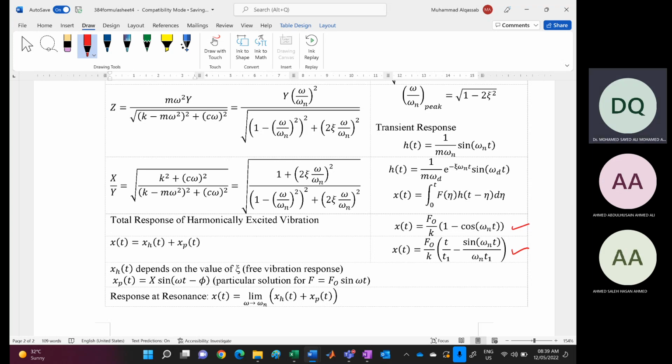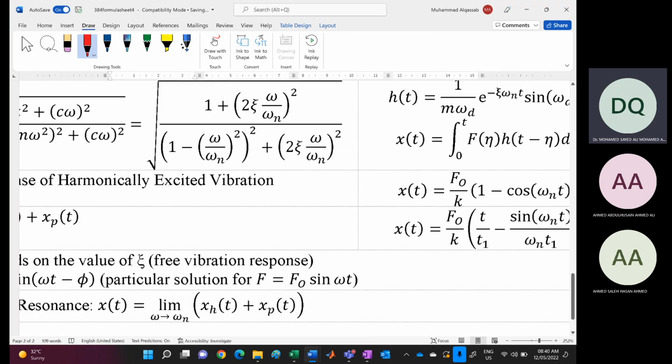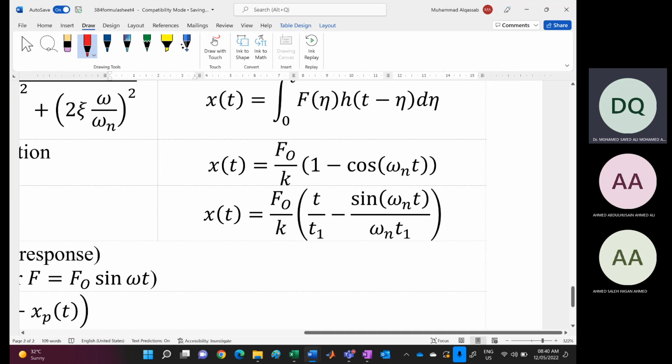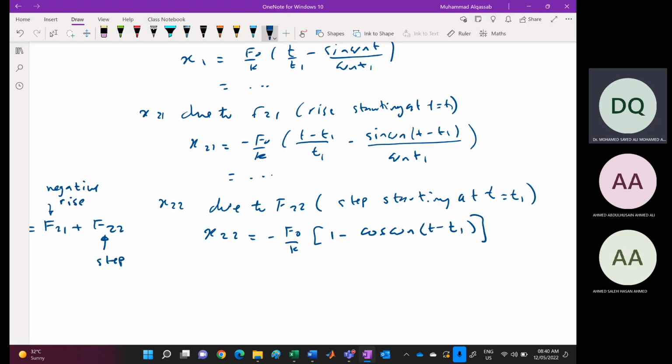Okay, so you have to do the changes, which is changing t to t minus t1 and changing f naught maybe to minus f naught, once you put the force in the standard form of rise or standard form of a constant. Okay, so we use those two in solving this question.